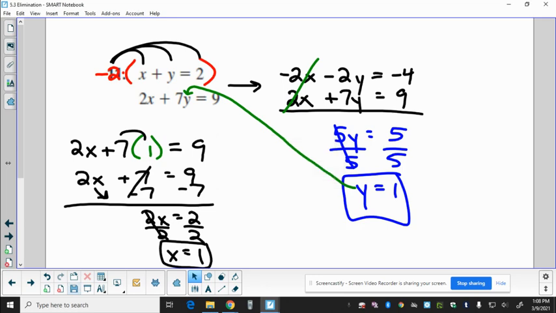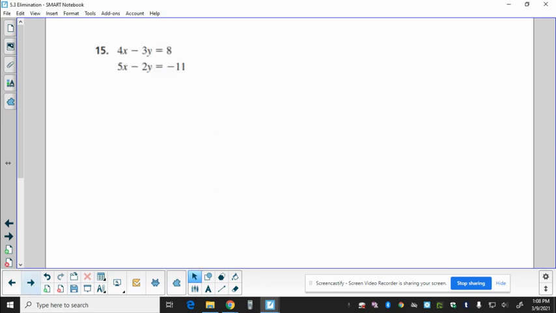Next question from the homework. Once again, let's get that a little bit larger for ourselves. This one might be a little bit more difficult to get something to eliminate, but I think we can do it. So I'm looking at the x's, and I notice that 4 and 5, one of those numbers does not divide into the other, or one is not a multiple of the other. Same thing goes for the y's, 3 and 2. They're not factors of one another. They're not multiples of one another. So at this point, just make a decision.